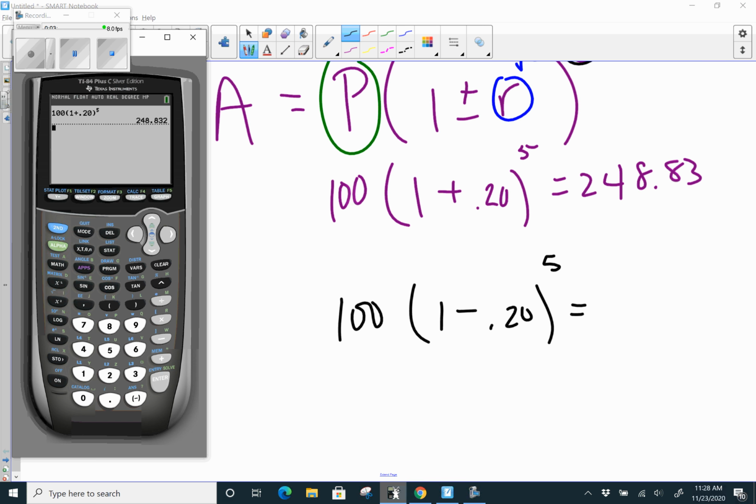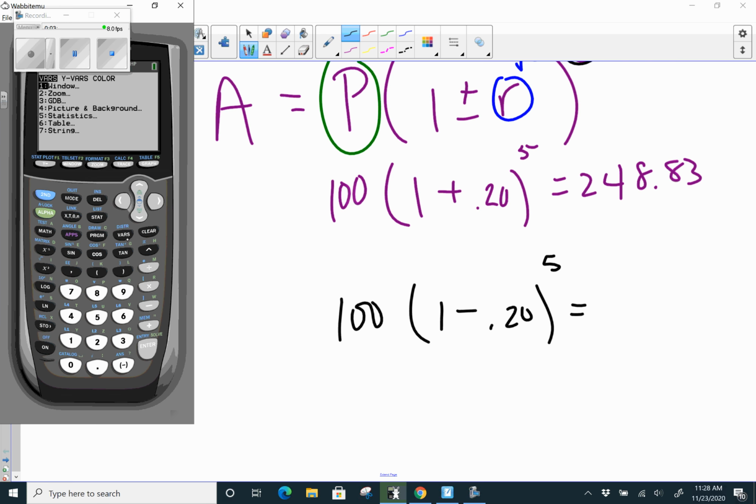I go ahead and use my calculator. Just because I'm a little lazy, I'm going to go up here, take this, and all I have to change is my addition symbol. I change my addition symbol to a subtraction symbol, minus, I hit enter, and look at that, right? $100 in 5 years will turn into $32.77.